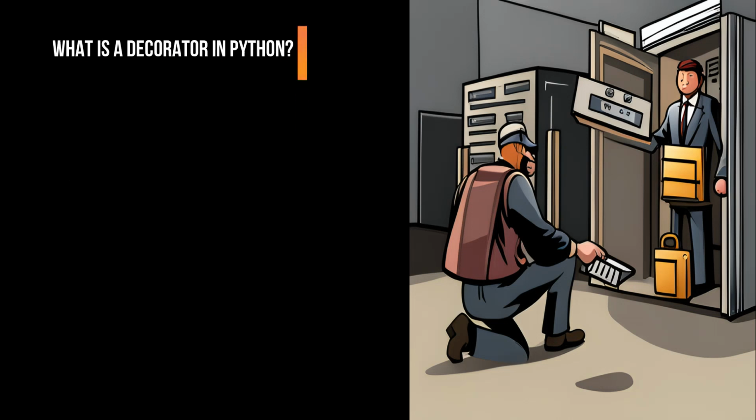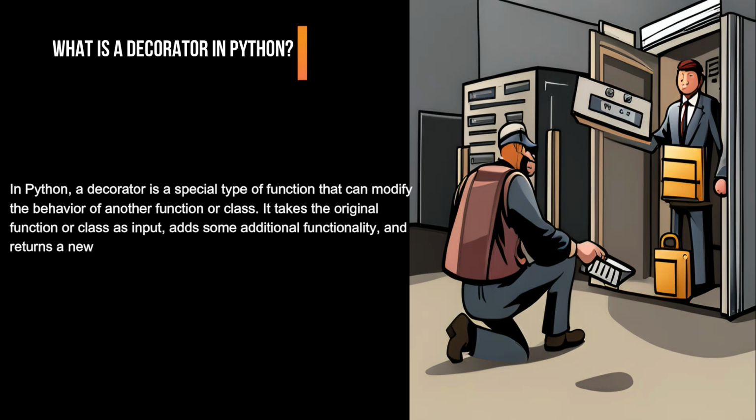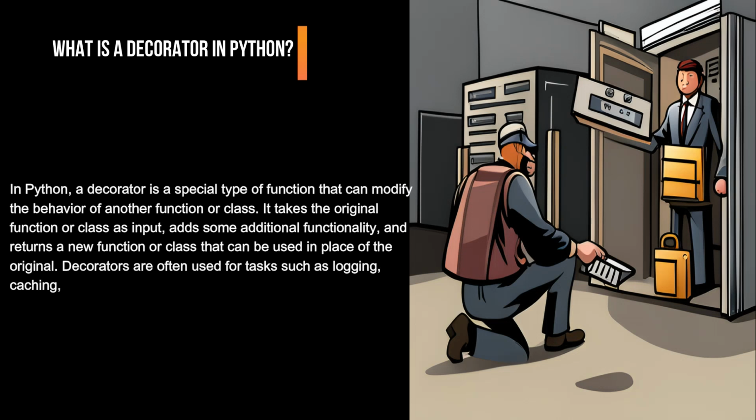What is a decorator in Python? In Python, a decorator is a special type of function that can modify the behavior of another function or class. It takes the original function or class as input, adds some additional functionality, and returns a new function or class that can be used in place of the original. Decorators are often used for tasks such as logging, caching, and authentication, among others.